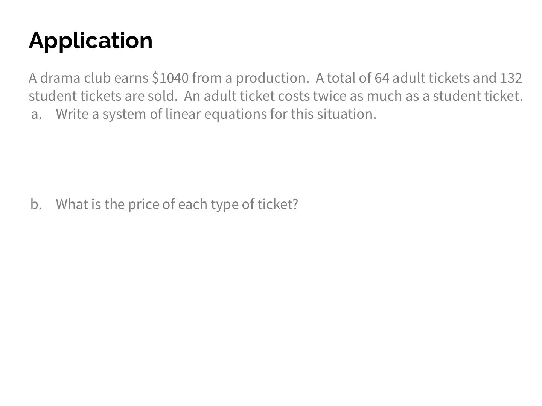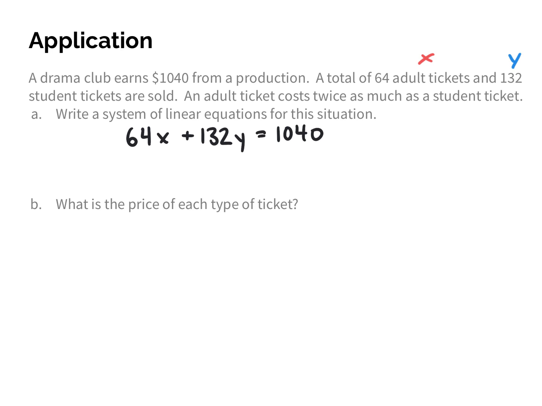So I have X and Y again. We're going to think adult tickets I'll label as X, and then we'll say the student tickets are Y. Okay? So my first equation, what I would have is there's 64 adult tickets, so I'll say 64X. There's 132 student tickets, so I'll say 132Y. And all total, they made $1,040. There's my first equation. Okay?